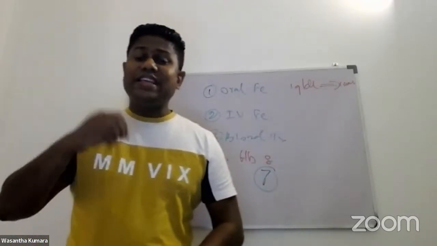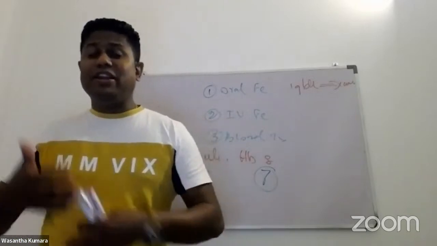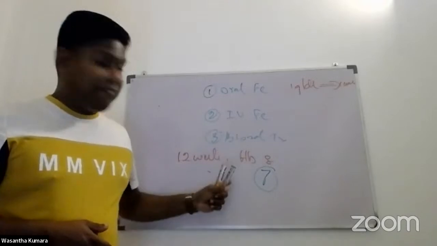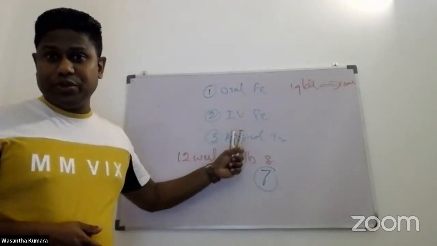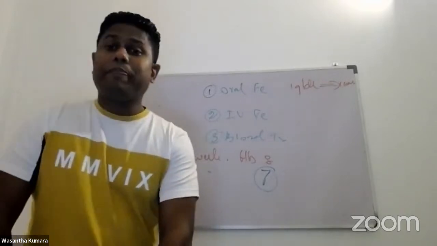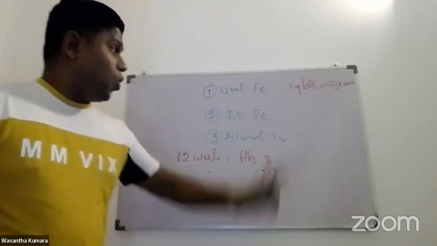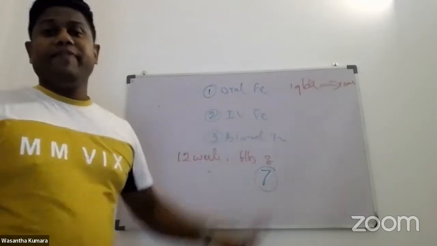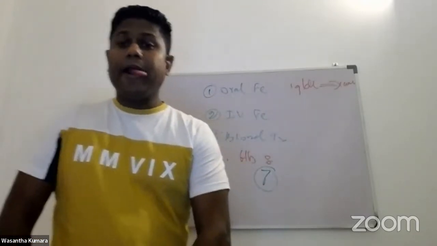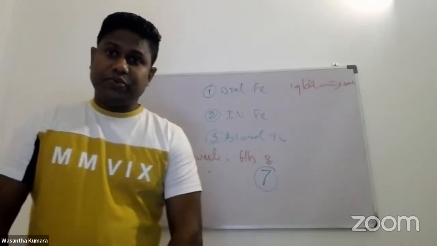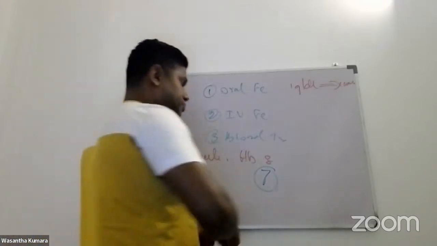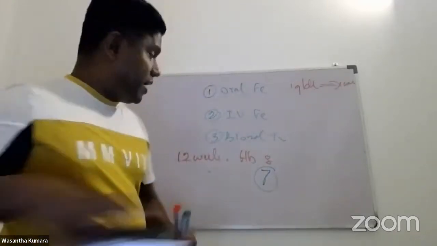So if the patient is having features of heart failure or impending heart failure, you might have to consider, even in the first part of pregnancy, blood transfusion. Otherwise, almost all the cases in the first half of pregnancy, you can manage with oral iron, failing that IV. However, if the patient is having impending heart failure, better to give blood transfusion. That is the early part of pregnancy.